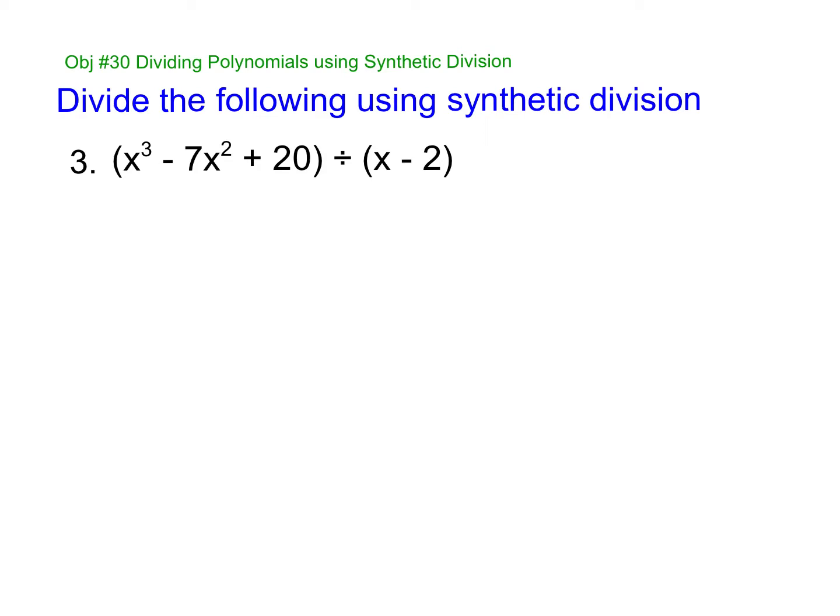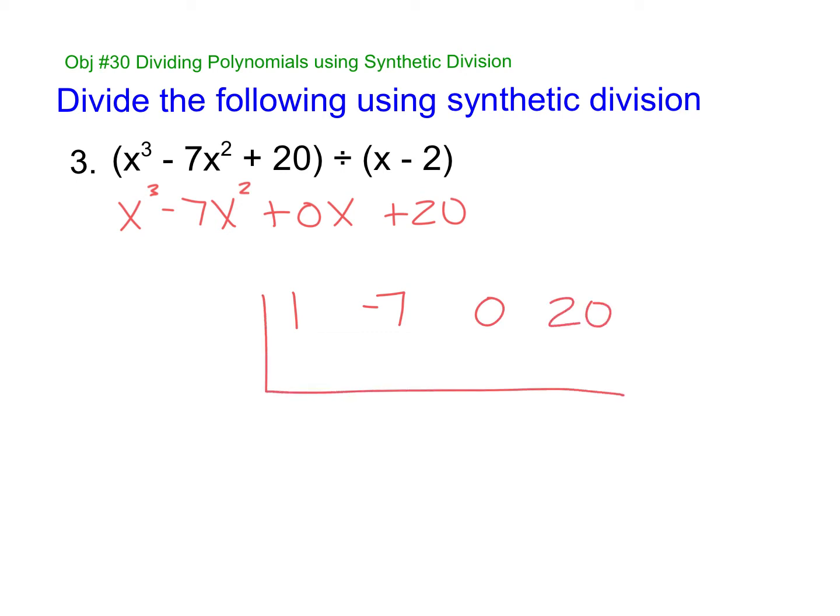Okay, write down the coefficients for this one. This one's a little harder because what do you notice? We have something missing. You have to place that 0 in. Remember I talked about that? We can't leave that off. If you leave it off, you're going to get the wrong answer. So our coefficients are 1, negative 7, 0, 20. And then what goes on the outside? A 2. Good. So I want you to pause and try this problem on your own.